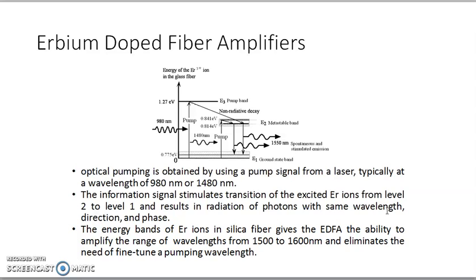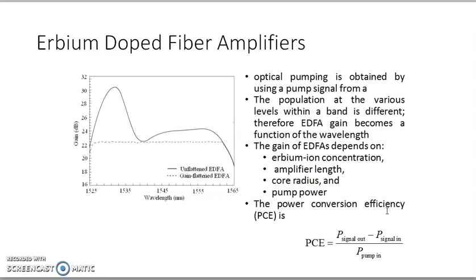And the energy band of EDFA: if you see, it works in the range of 1500 to 1600 nanometer, or exactly 1530 to 1565, that is the region of the EDFA amplifier. So EDFA operates in the C band. Optical pumping is obtained by using a pumping signal from a pumping source or pumping medium.